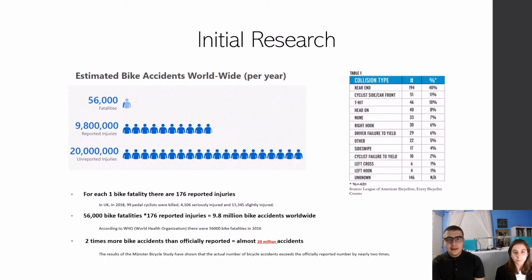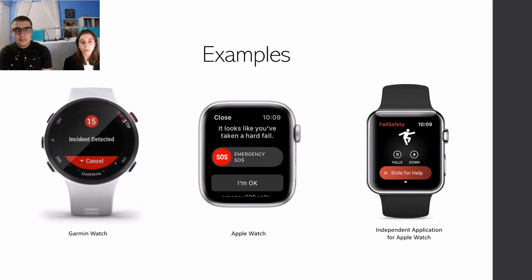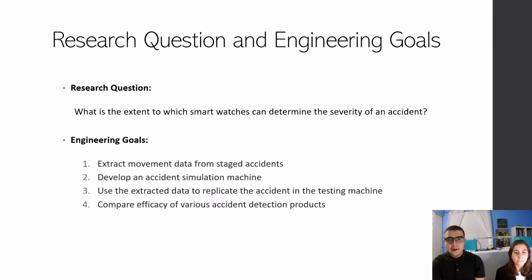There are 20 million unreported bike accidents every year. Many of these crashes end up in concussions or other conditions that can cause health problems if ignored. Originally, we wanted to create a wearable device that determines accident severity, but we discovered they already exist. All devices advertise accident detection, but there was no independent third party to validate their claims. So we decided to find out the extent to which smartwatches can detect accidents and establish their severity.